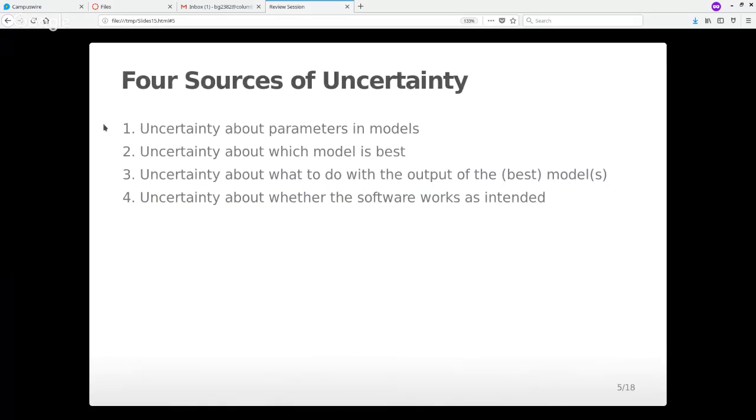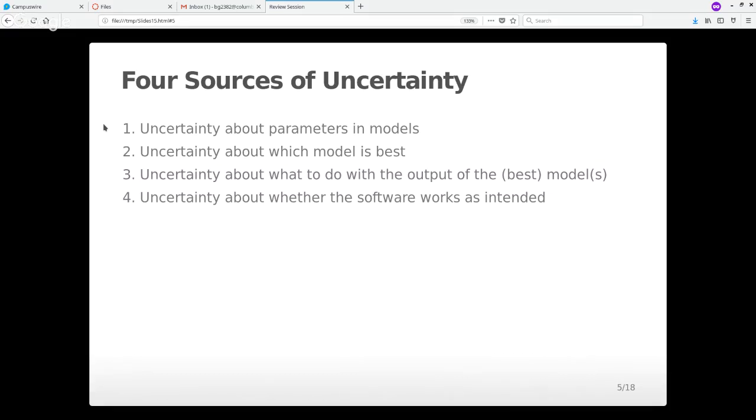Okay. So another big thing that we talked about probably on the first day, but also a number of times after that, the 4 different sources of uncertainty in analysis. Uncertainty about what are the values of the parameters that we put in our models. Uncertainty about which model or set of models is best. Uncertainty about what to do with the output in order to make a decision or take some sort of action. And uncertainty about whether the software is working as advertised or as intended.